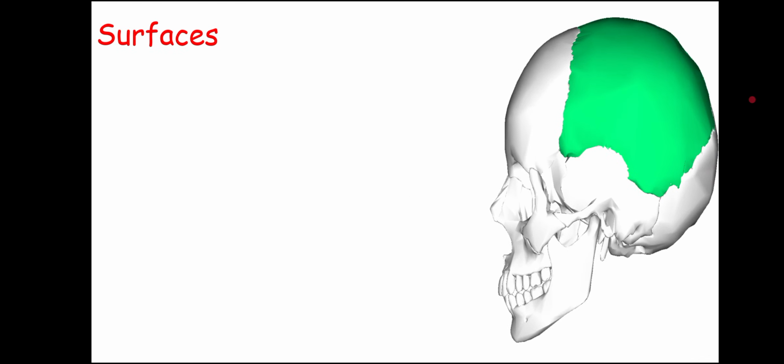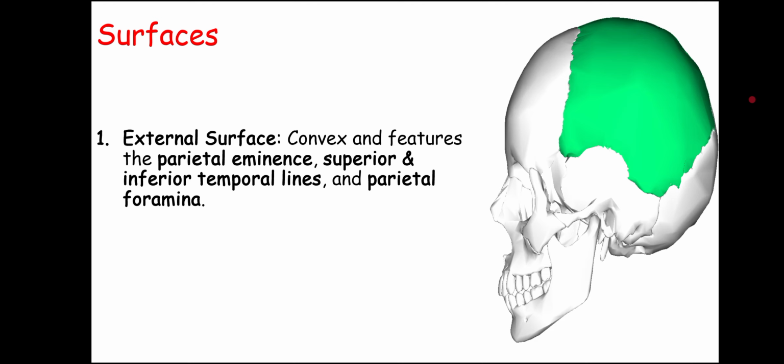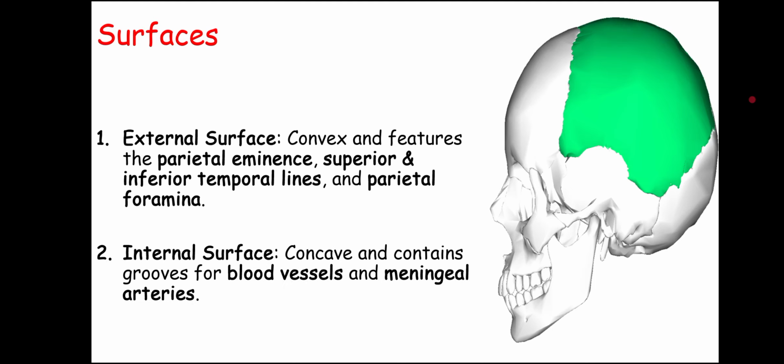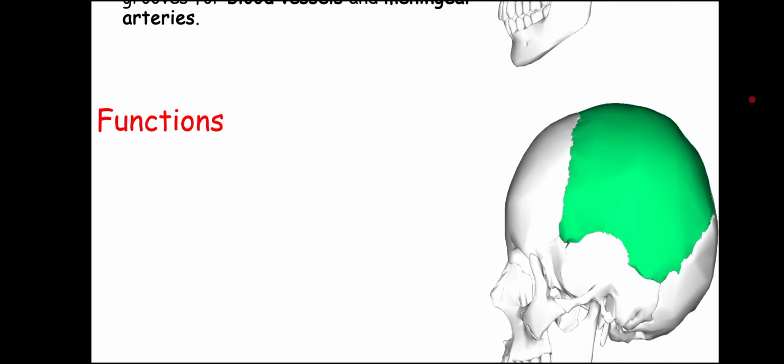Now let's talk about the surfaces of the parietal bone. They include the external surface that is convex and features the parietal eminence, superior and inferior temporal lines and parietal foramina. And it also has an internal surface that is concave and contains grooves for blood vessels and meningeal arteries.